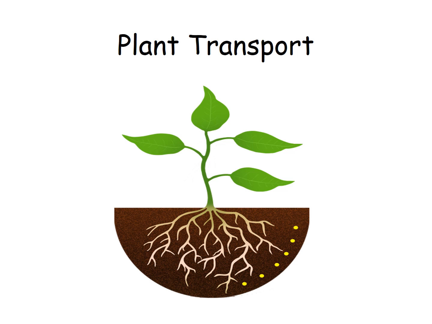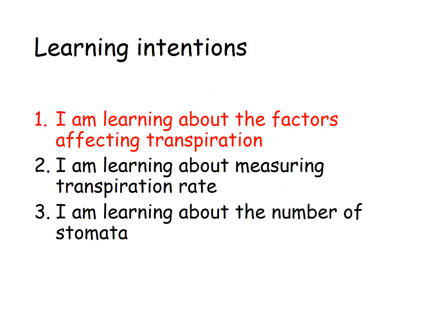This week we're finishing off plant transport, so we're finishing off this section in the multicellular organisms unit. We've got 3 different learning intentions today. We're learning about the factors affecting transpiration, we're learning about measuring transpiration rate, and we're learning about the number of the stomata on the leaves.